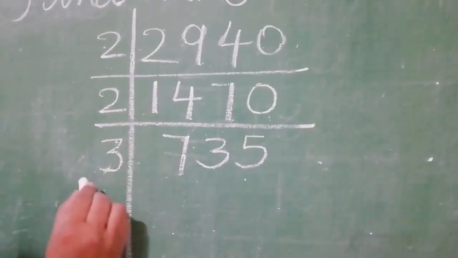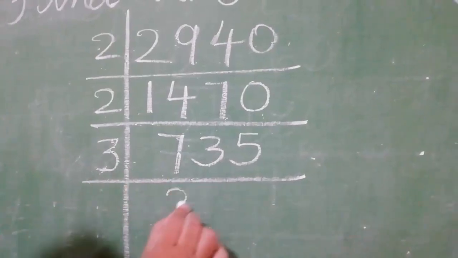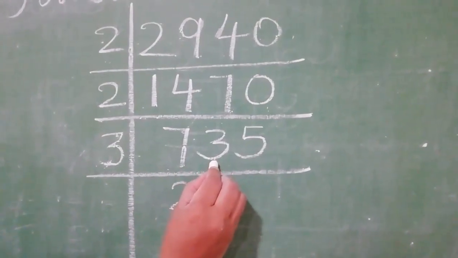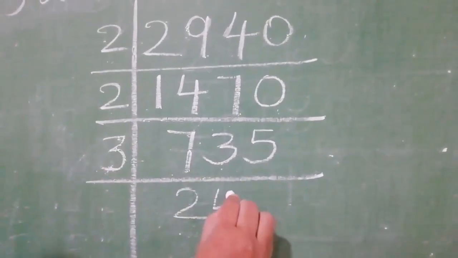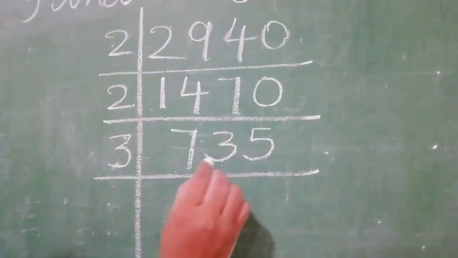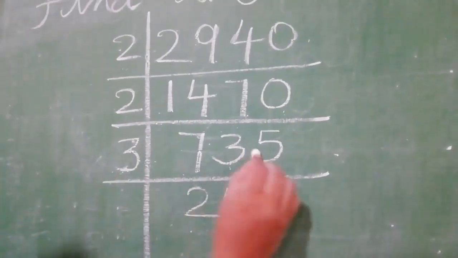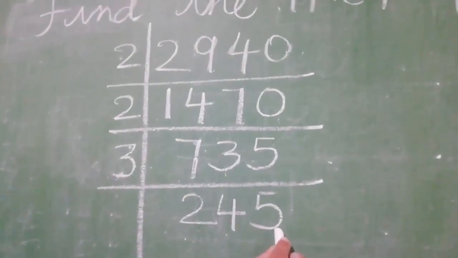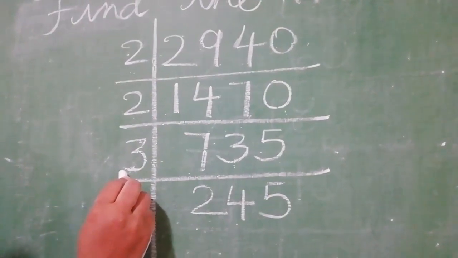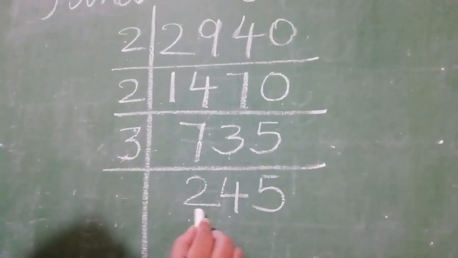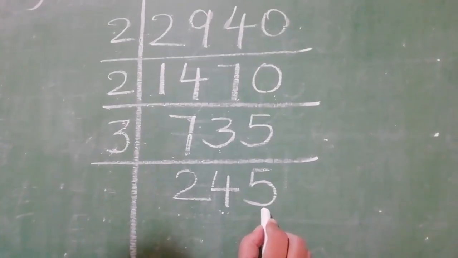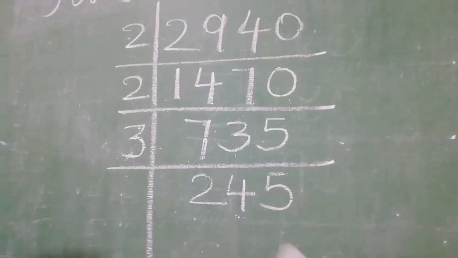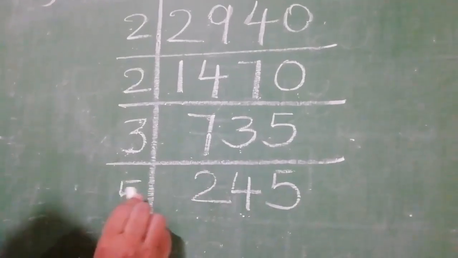Take 3. How many times? 3 twos are 6. 7 minus 6, 1. 1 3, 13. 3 fours are 12. 13 minus 12, 1. 1 5, 15. 3 fives are 15. So the number 245: is it divisible by 3 again? Sum of the digits: 2 plus 4, 6. 6 plus 5, 11. So this is not divisible by 3. Take the next prime number, which is 5.